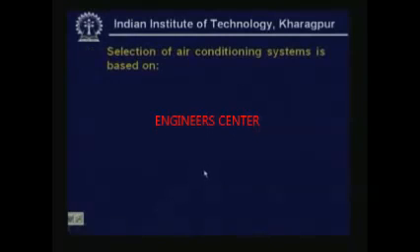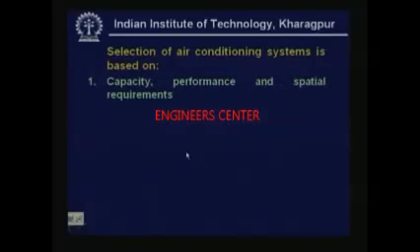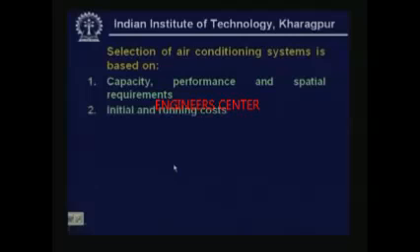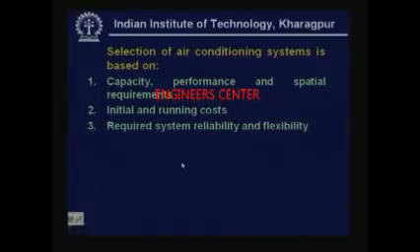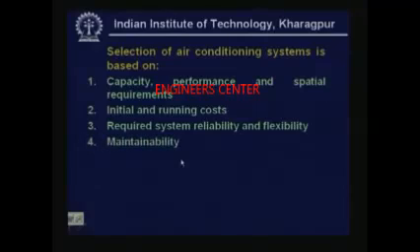Selection of air conditioning systems is based on the following criteria. First one is capacity, performance and spatial requirements. Second is initial and running costs. Next, required system reliability and flexibility. Then maintainability of the system.